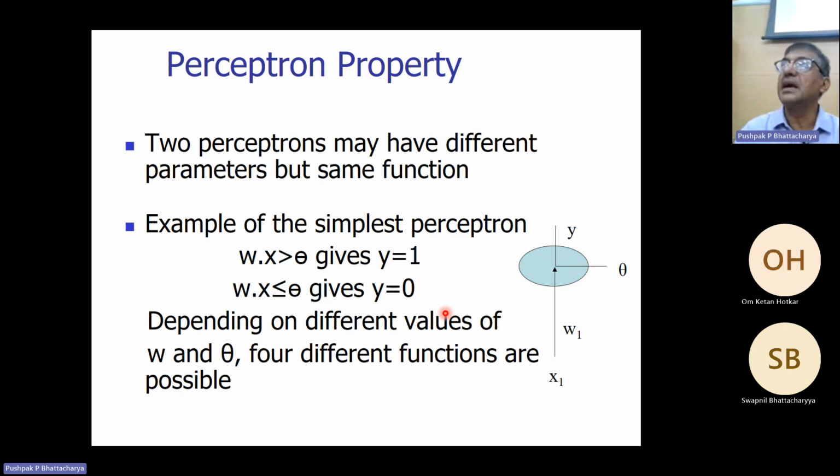So this is a hyperplane in the W1, W2, theta space, and this is one of the constraints which needs to be satisfied for computing AND. Right. So the example of the simplest perceptron is what? It is a perceptron with a single input where the weight is W and the threshold is theta. So this perceptron, what can it compute?